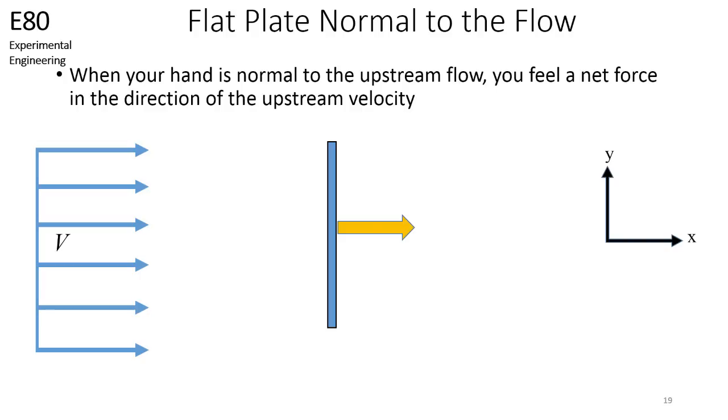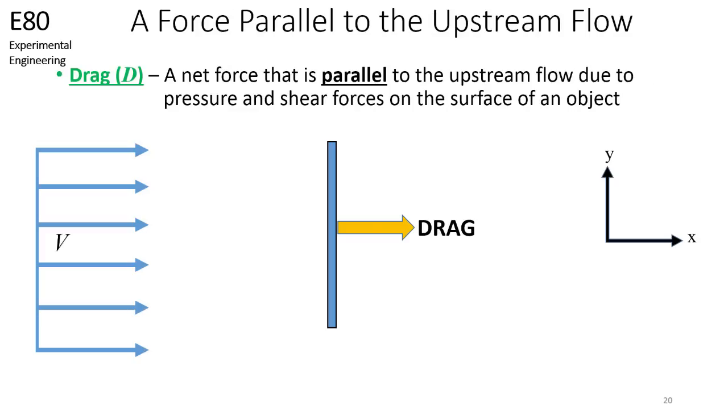However, the plate will move in the positive x direction because the pressure forces on the front of the plate exceed the pressure forces on the other side of the plate. In this orientation, there is a net force in the direction of the upstream velocity. This net force is denoted by this yellow arrow. This net force indicated by the yellow arrow is drag, which we define as a net force that is parallel to the upstream flow due to pressure and shear forces on the surface of an object.